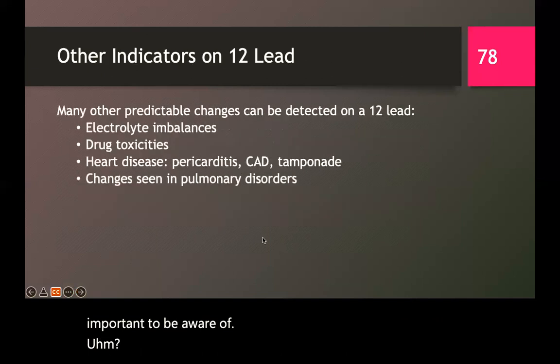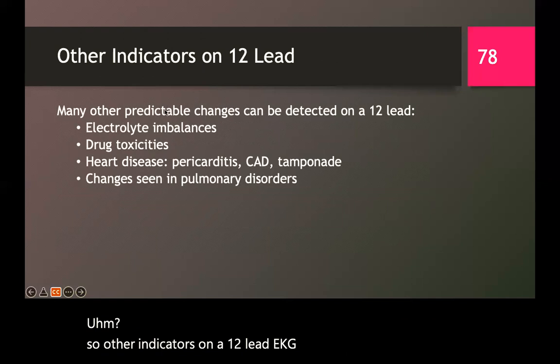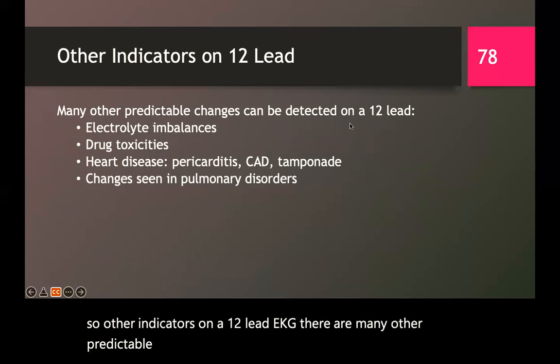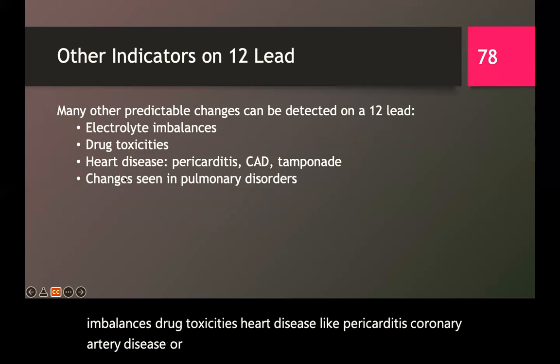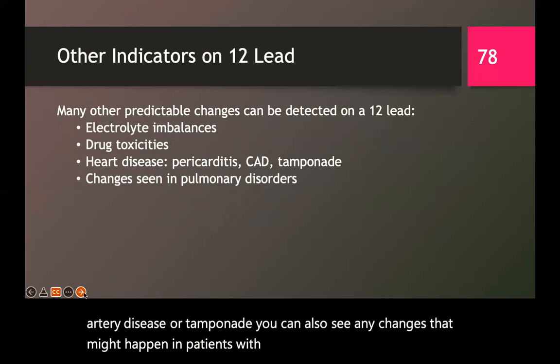So, other indicators on a 12 lead EKG. There are many other predictable changes that can be detected on a 12 lead: electrolyte imbalances, drug toxicities, heart disease like pericarditis, coronary artery disease, or tamponade. You can also see any changes that might happen in patients with pulmonary disorders.